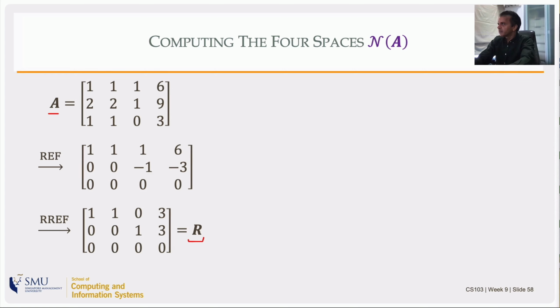In going from A to the RREF, all I did were elementary row operations. They were like equation manipulations, algebraic manipulations of equations without changing the solution. So Ax equal to 0 and Rx equal to 0 will have the same solution set. So the null space of A and the null space of R will be the same. So it's probably easier to work with this. Let's start working with that.